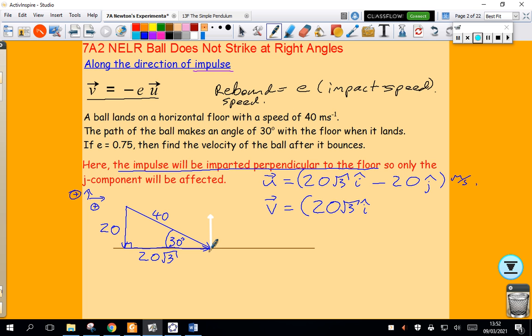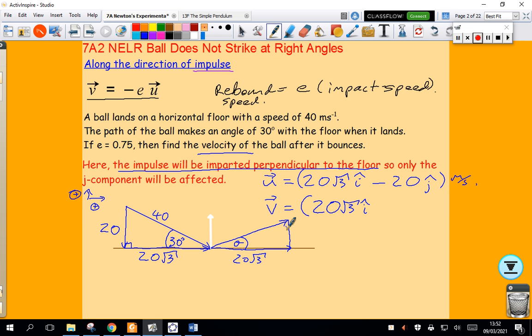The other thing that happens is it's going to turn around. It's still going to have that same horizontal component, 20 root 3, but now it's going to turn around and it's going to lose a little of its vertical speed. So it's going to be something like that, say. That's going to be my velocity vector, again immediately after impact. So what we're trying to do is find the velocity. I have the i component, so I just need to find this j component here. And how do we do that?